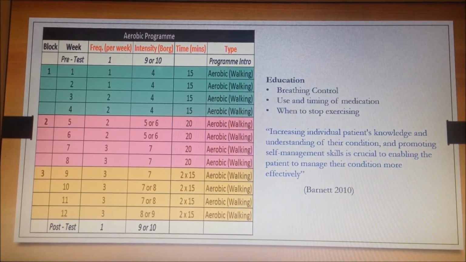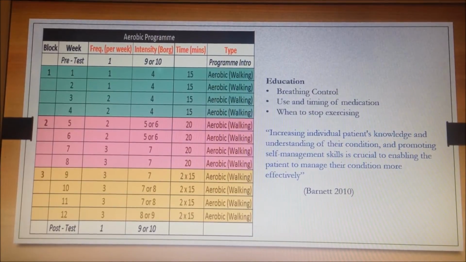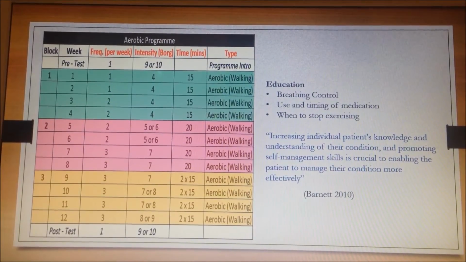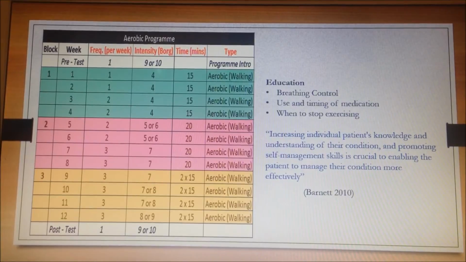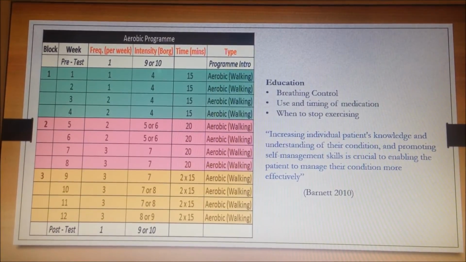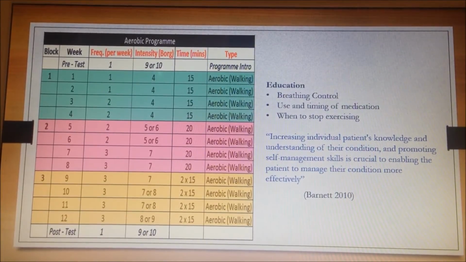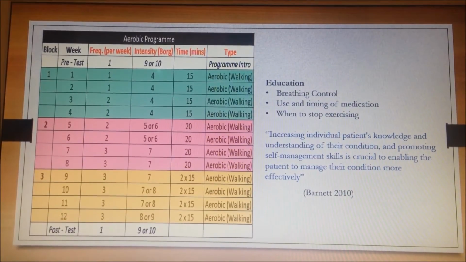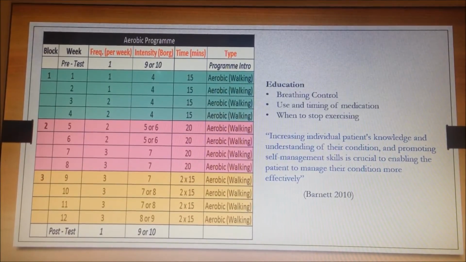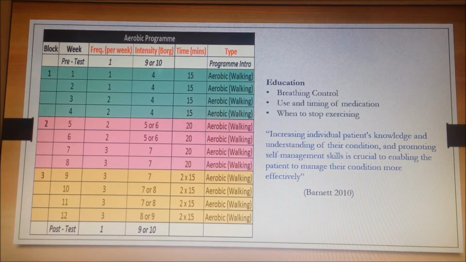The first 4 weeks, the frequency per week ranges between 1 and 2 sessions. The second block, between 2 and 3 sessions, and for the third block of 4 weeks, it's going to be 3 sessions per week. We see that the intensity increases as we go also. The first 4 weeks, it's going to be a 4 on the Borg scale. For the second 4 weeks, it's going to be 5 or 6 for the first 2 weeks, and then 7 for the remaining 2 weeks, and for the last 4 weeks of the whole program, it's going to range from a 7 to a 9.